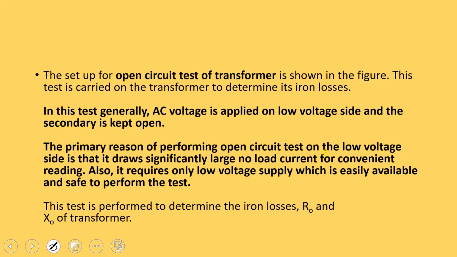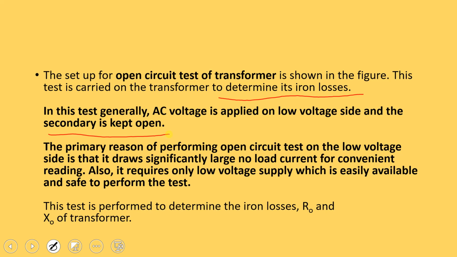What will the open circuit test do? The setup for the open circuit test of a transformer is shown in the figure. This test is carried out on the transformer to determine its iron losses. When we want to find out the iron losses in the transformer, we do the open circuit test. In this test, generally AC voltage is applied on the low voltage side and the secondary is kept open. That is why it is called the open circuit test.